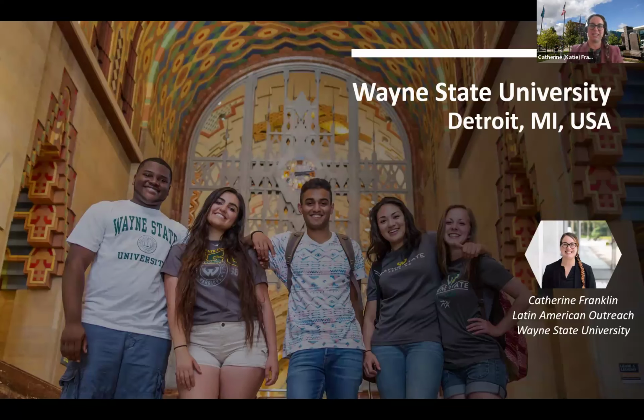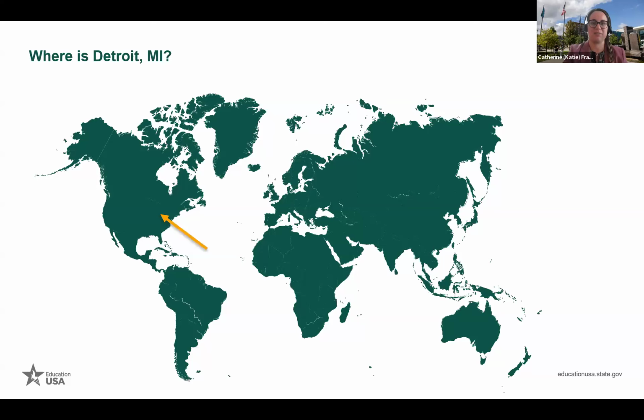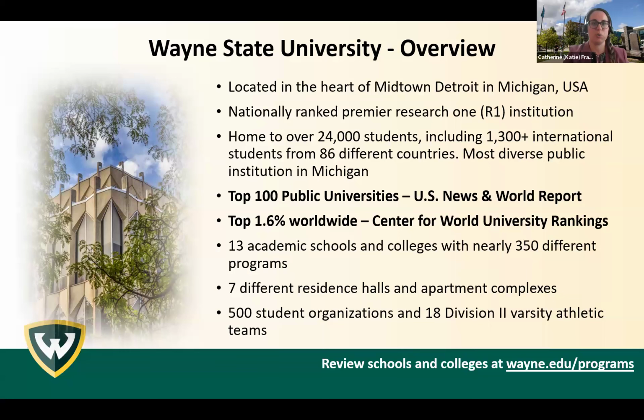So Wayne State University, I mentioned it before, so that's where I am. It's located in Detroit, and there's a little map here to show you where we're located. So we're up right near Canada. We're actually 10 minutes from the border of Canada, right by Windsor, Canada. We're about 4 hours from Toronto and 4 hours from Chicago. And Detroit is the biggest city. It's not the capital, but it is the largest city in Michigan. And our university is located in the heart of Midtown in Detroit.